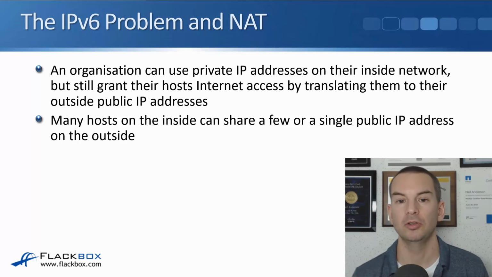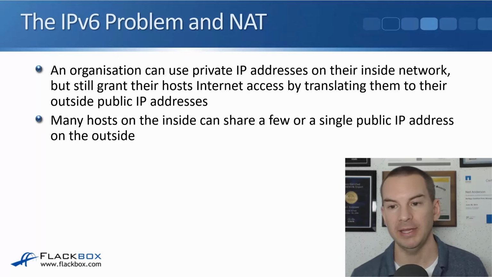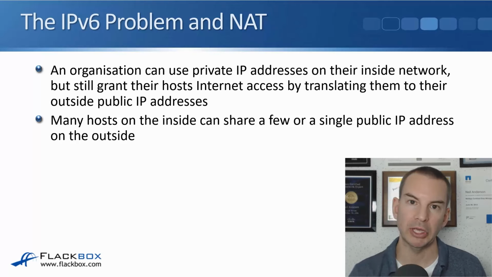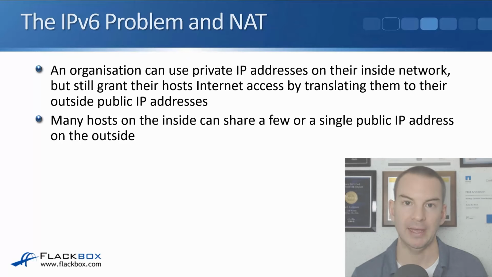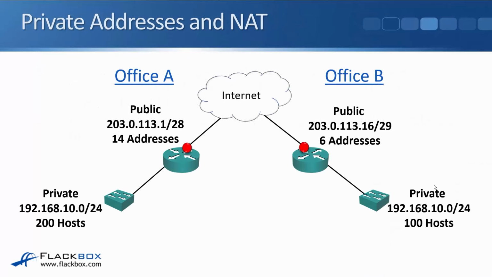An organization can use private IP addresses on their inside network when they're using NAT, but still grant their hosts internet access by translating them to their outside public IP addresses. That's the translation. Many hosts on the inside can share a few or a single public IP address on the outside. So let's look and see how that works.